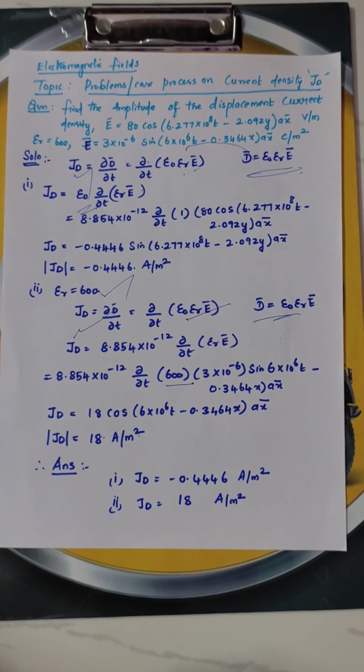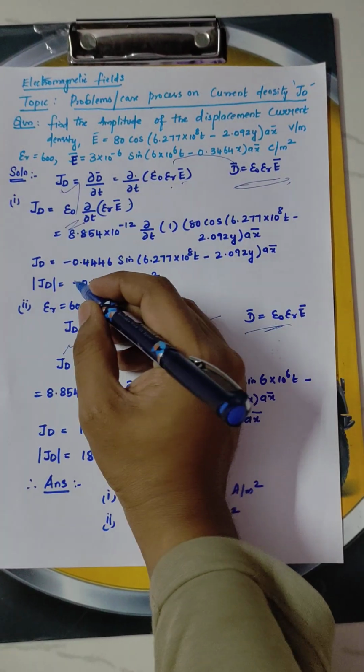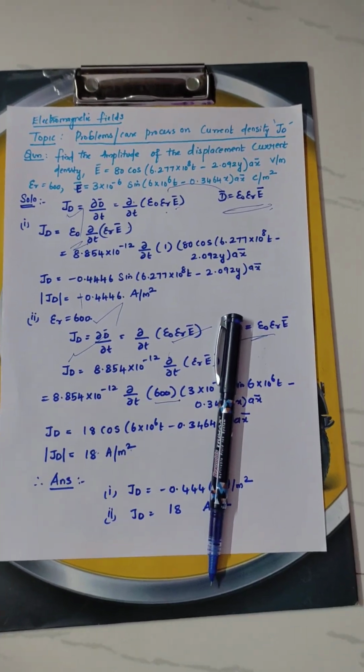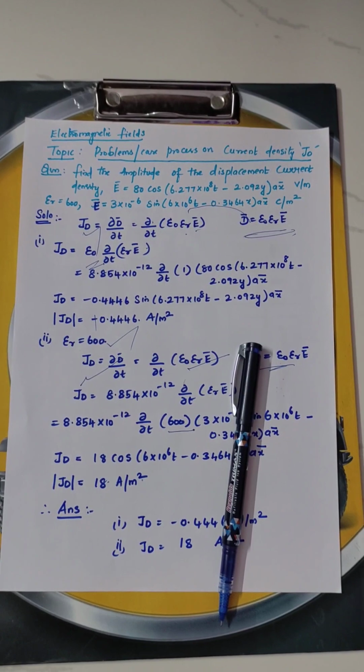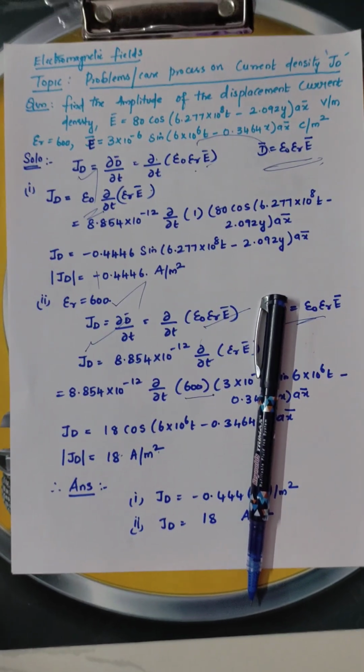So in the first case JD is minus 0.446, and once you take the modulus it becomes plus. In the second case JD is 18. This problem is an 8 mark problem in the university exam. You may have to calculate the displacement current as well as the displacement current density.